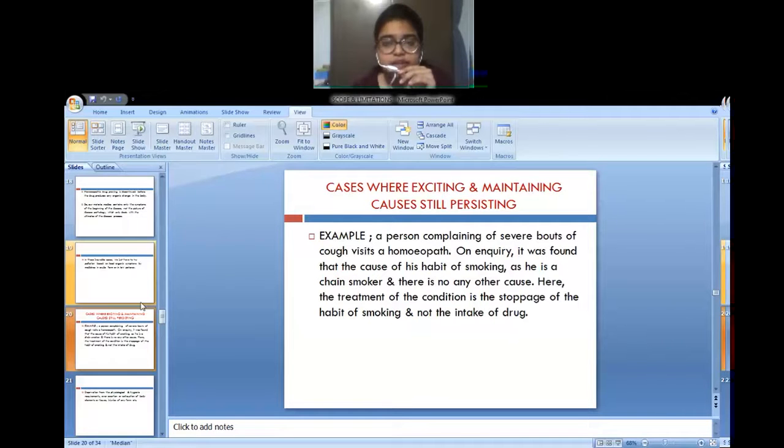So here the treatment of the condition is stoppage of the habit of smoking. He stopped his habit of smoking, and then the cough will go. Homeopathy can be done like this.